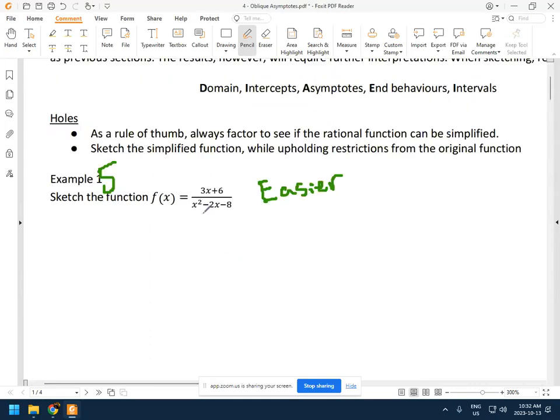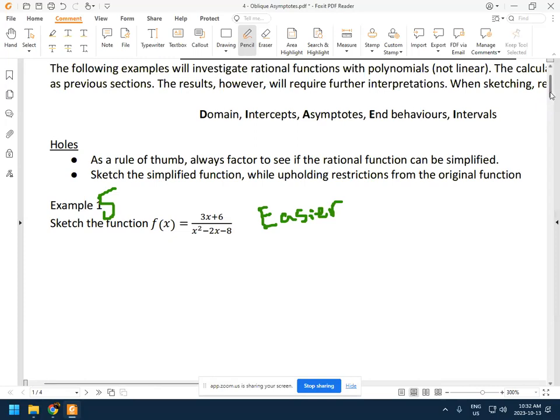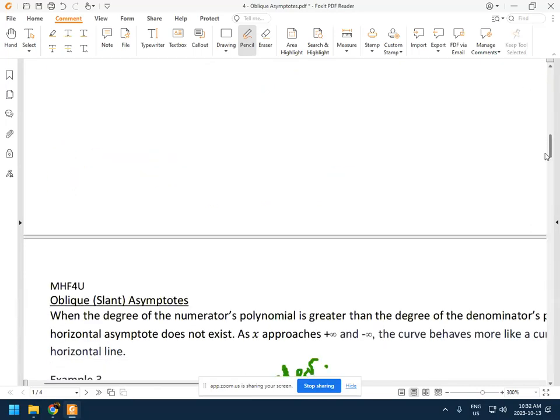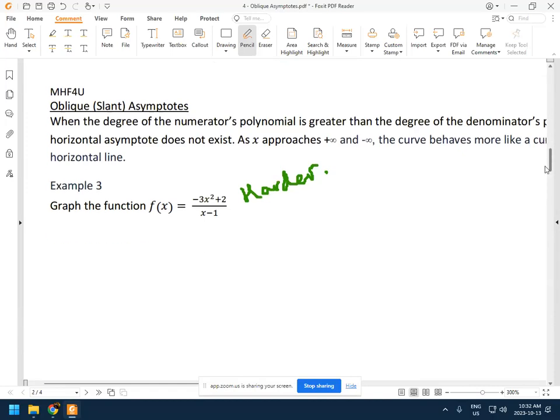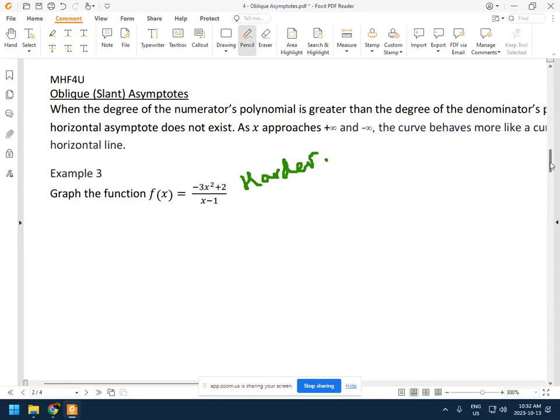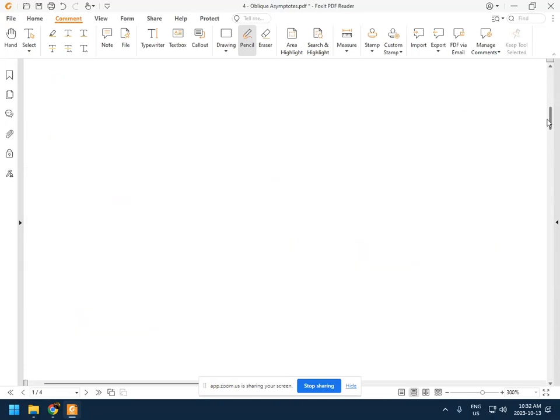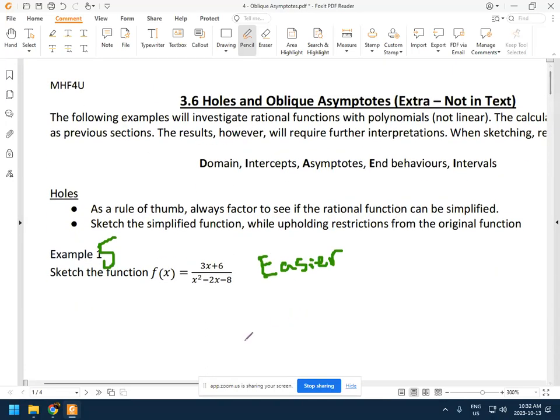Example 5 and example 6 deal with holes, which I think you've seen before. So I think you can handle it if we do it fairly quickly, leaving us most of today's class to talk about this thing called an oblique asymptote. Now we're going to talk about the simplest oblique asymptote out there, but that's essentially all you really have to worry about for the majority of this course. Anyways, I don't think you even have to deal with non-slant asymptotes until you get to university. So I'm going to give you a choice.